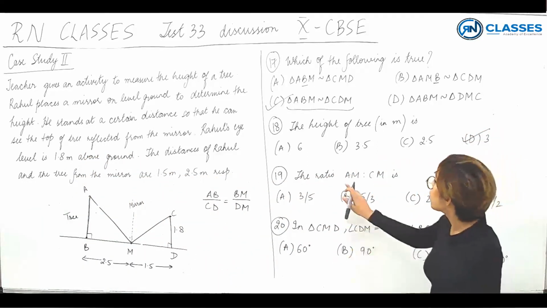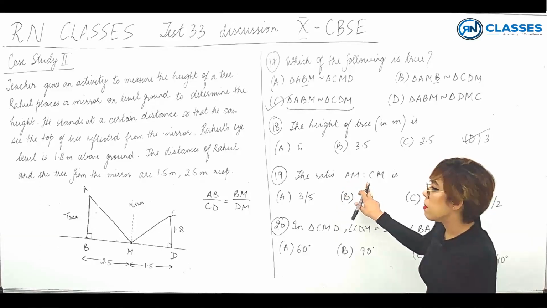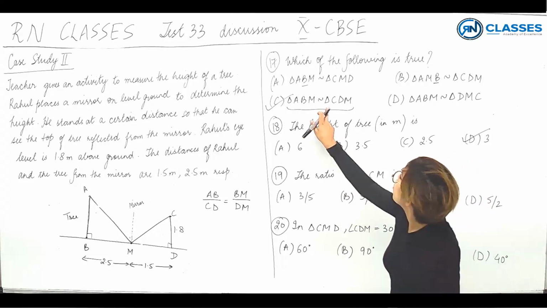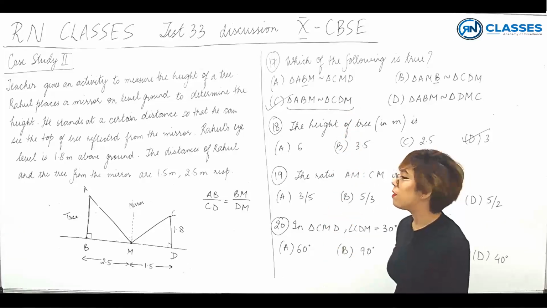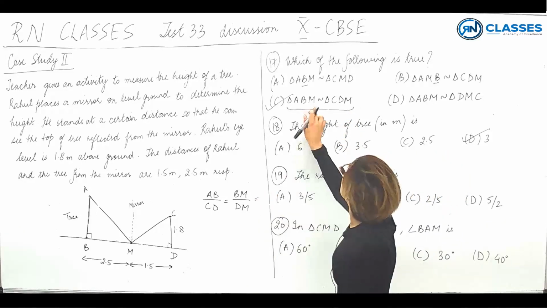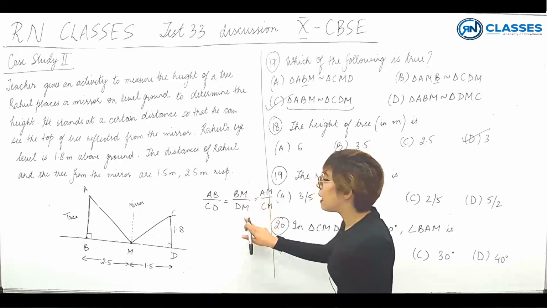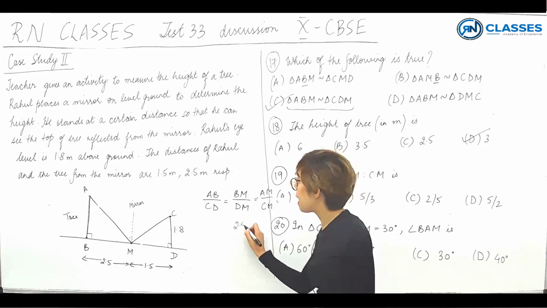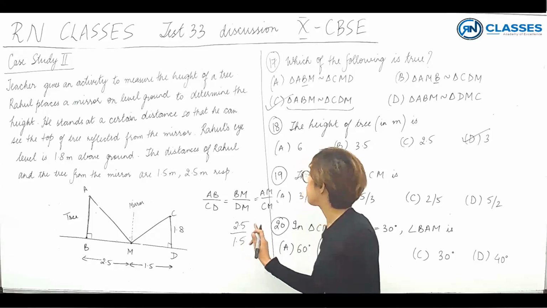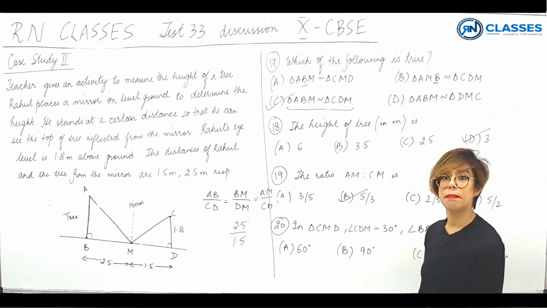Right? Now, ratio AM to CM. This is equal to AM ratio CM, which obviously we can find out because I know BM by DM, which is 2.5 by 1.5, so which is 5 by 3, option B.